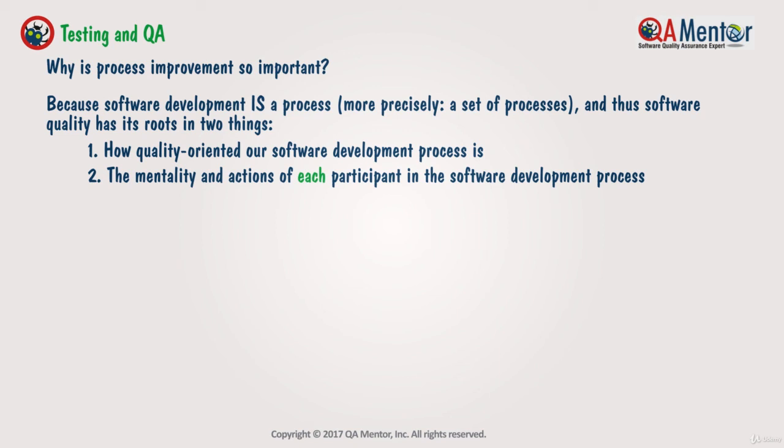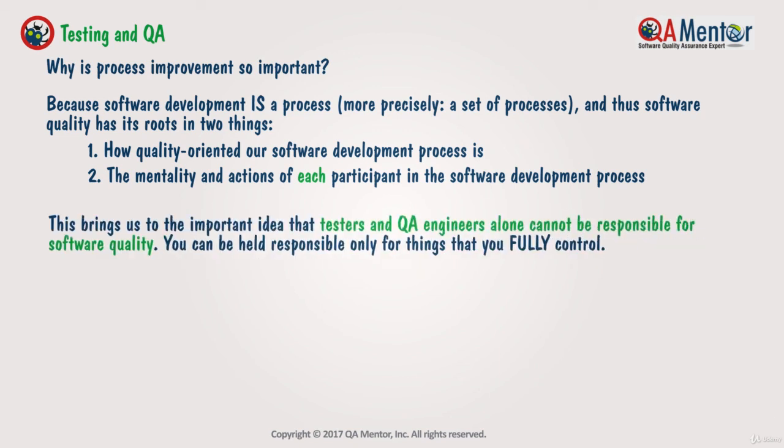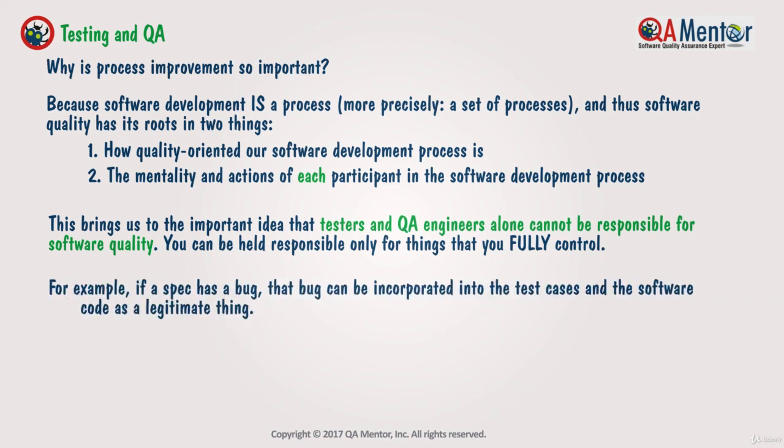This brings us to the important idea that testers and quality assurance engineers alone cannot be responsible for software quality. You can be held responsible only for things that you fully control. For example, if a spec has a bug, that bug can be incorporated into the test cases and the software code as a legitimate thing.